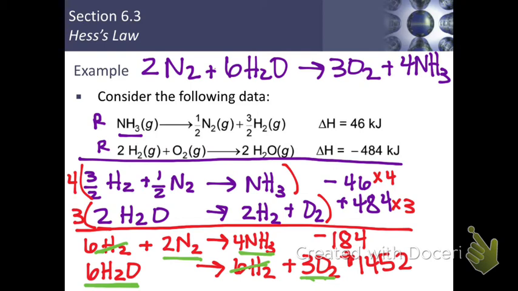But that worked itself out exactly as I needed to. So you can rewrite it again just to double check. But since I know I've got everything I need, I'm just going to do that math right now. Negative 184 plus 1452. And I'm going to get a delta H value of what?